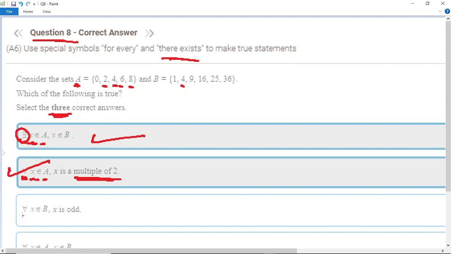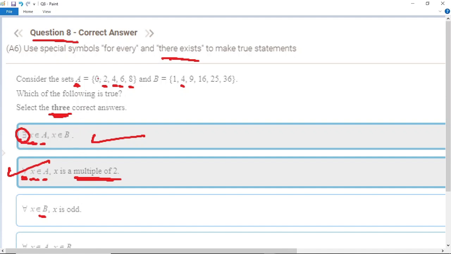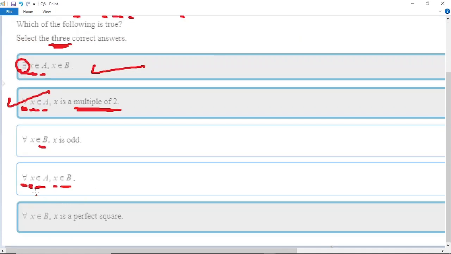Now let's see this one. All numbers belong to B. Okay, X is odd. Let's see. 4 is even, not odd. So directly, this is the wrong answer. Okay, let's see this one also. All numbers, X is a number, okay? All numbers belong to A, these numbers belong to B. 0 doesn't belong to B. That's directly a wrong answer.